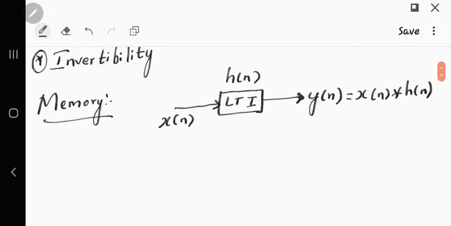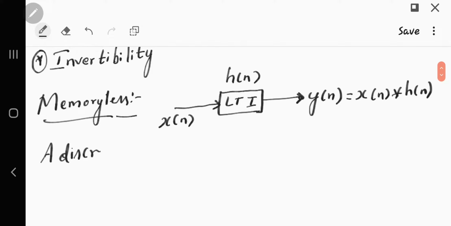First one is memory, or it is also called memoryless. That doesn't change the property; you can call this a system with memory or a system without memory. So what is the definition? We have to derive this for both the discrete time and continuous time LTI system. So let's take the definition of it.